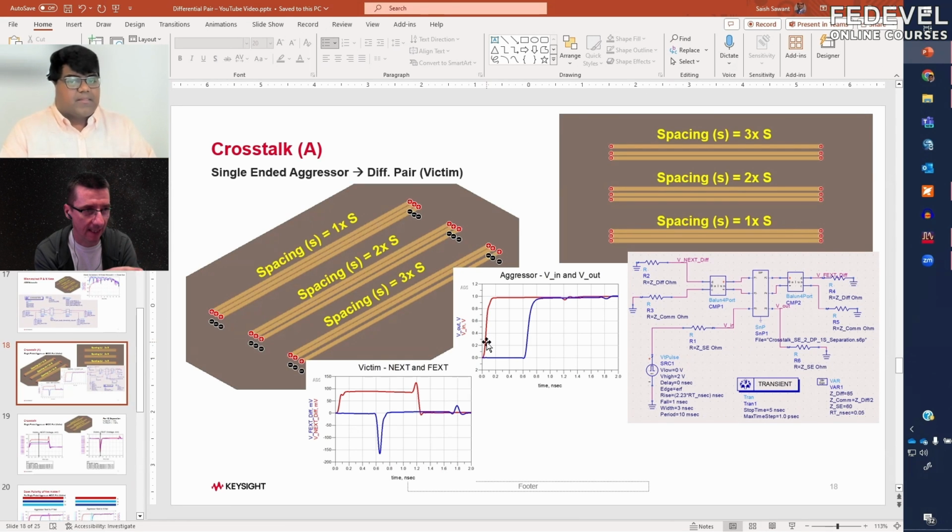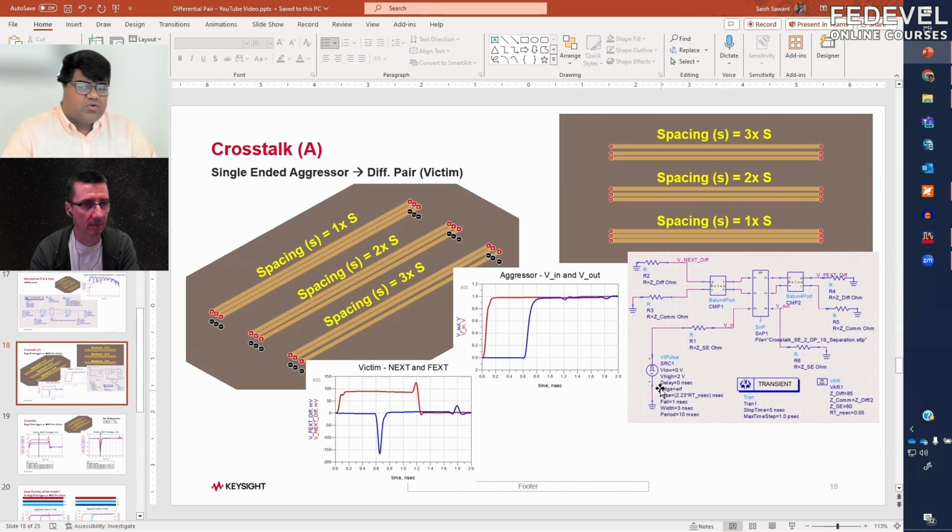In this graph where you just have your cursor, this is the signal on the input and the signal on the output. We can see it's rising from 0 to 1 volt, and a little bit later, after 0.6 nanoseconds, it will arrive at the end.